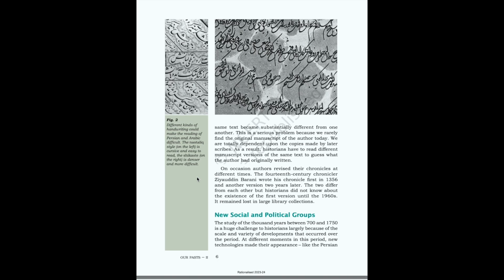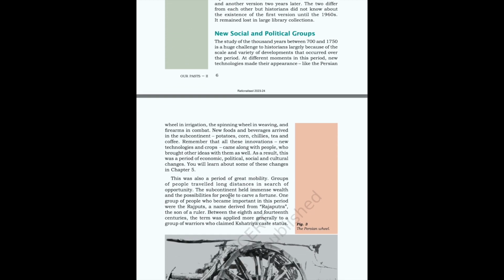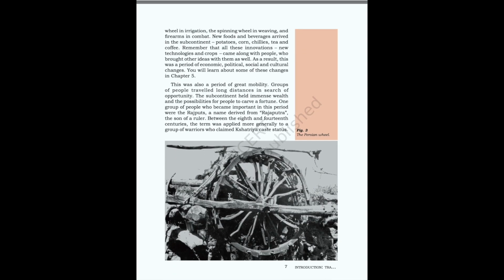New social and political groups. The study of the 1,000 years between 700 and 1750 is a huge challenge to historians largely because of the scale and variety of developments that occurred over the period. At different moments in this period, new technologies made their appearance, like the Persian wheel in irrigation, the spinning wheel in weaving, and firearms in combat. New foods and beverages arrived in the subcontinent: potatoes, corn, chilies, tea, and coffee.